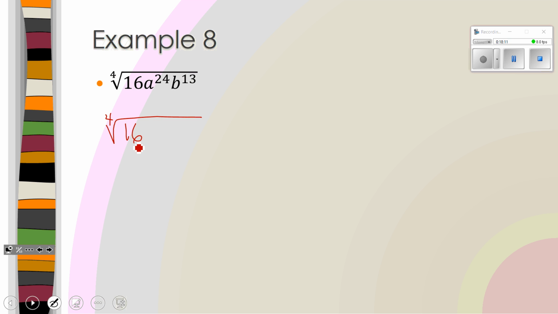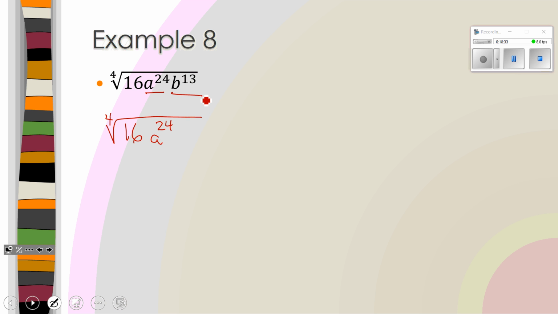Okay, I'm going to look at everything I got. Let's look at a to the 24th. Can it divide by 4? Why would I divide by 4 in the first place? Because it's a fourth root. It has an index of 4. Yeah, it's a fourth root. So is that one perfect? Yes, so I'm going to leave him alone.